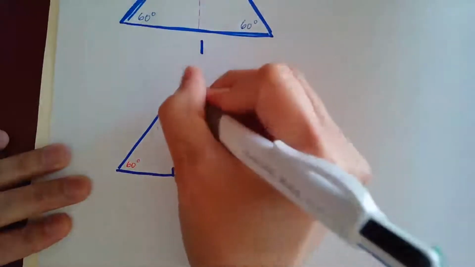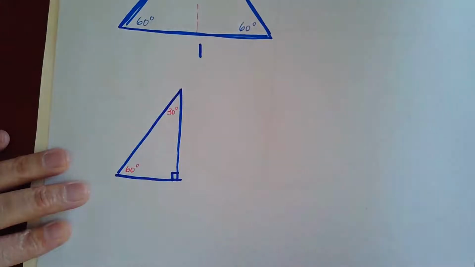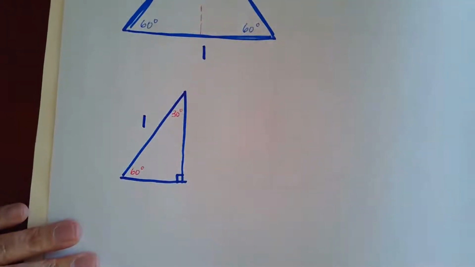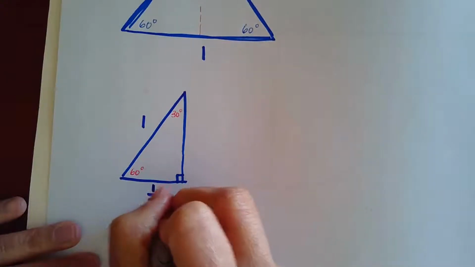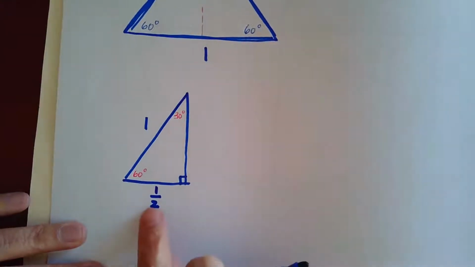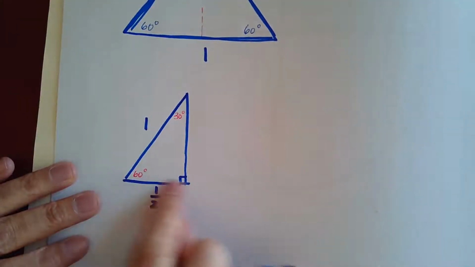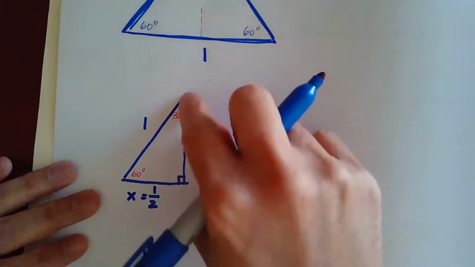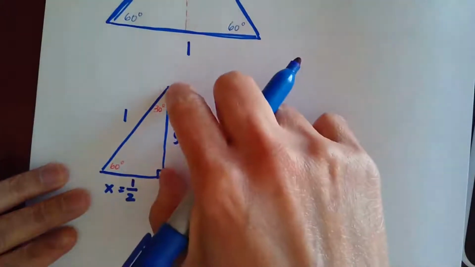And now, because I cut it in half, now this is 30 degrees. And you're probably seeing where the 60 and 30 degrees are coming from. This is still 1. Now, because I cut this part in half, now this one would be a half. Okay, so the x is 1/2 in here. X is 1/2. Now, what about the y? What about this part here?